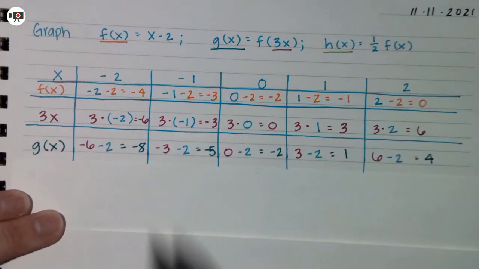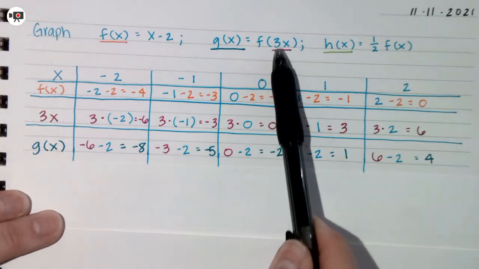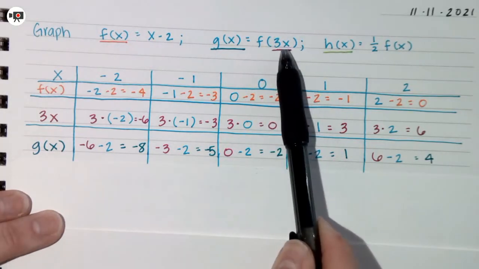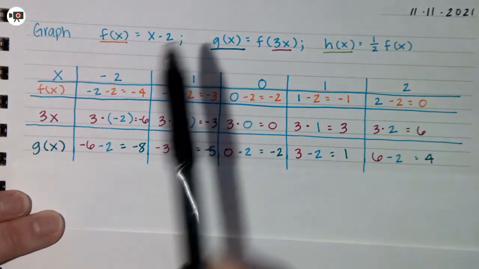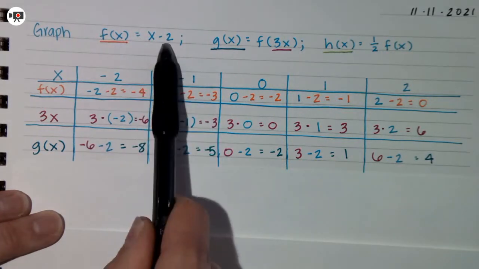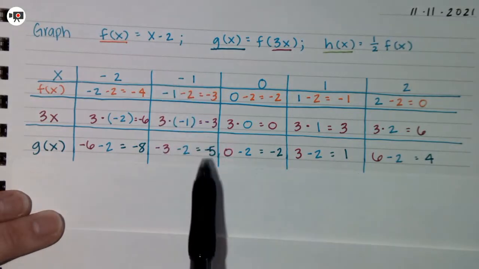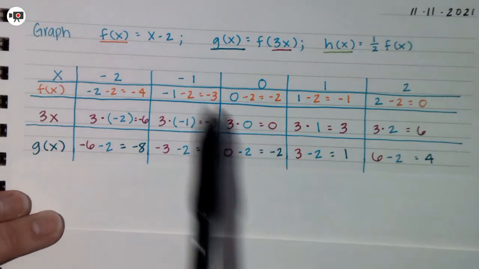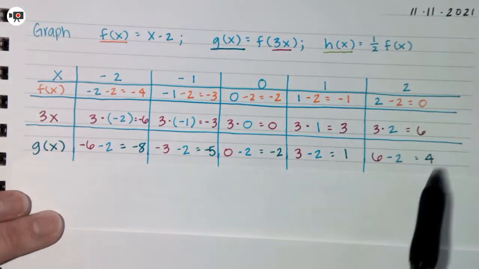G of x, now I'm taking my f of 3x. So I use 3x, plug it into f, and that gives me g. So negative 6 minus 2 is negative 8. Negative 3 minus 2 is negative 5. 0 minus 2 is negative 2. 3 minus 2 is 1. And 6 minus 2 is 4.